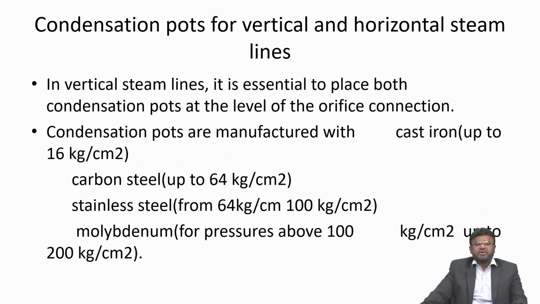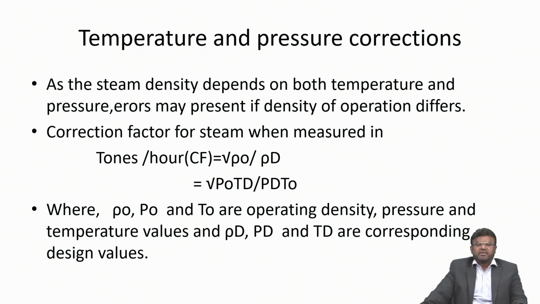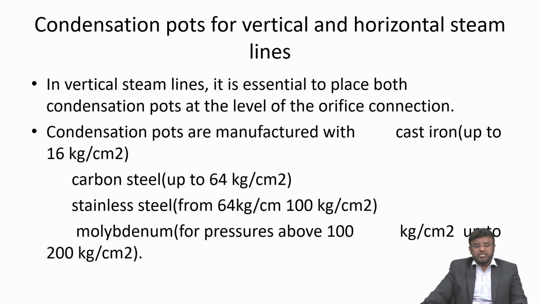Here also we have condensation pots for vertical and horizontal steam lines. Normally the condensation pots are manufactured depending upon pressures, with cast iron, carbon steel, stainless steel, and molybdenum also used based upon the pressure. Here 100 kg per cm square, 64 kg per cm square, the unit. So depending upon the capacity, we can use these different types of materials. So like this we have steam pots and condensation pots.